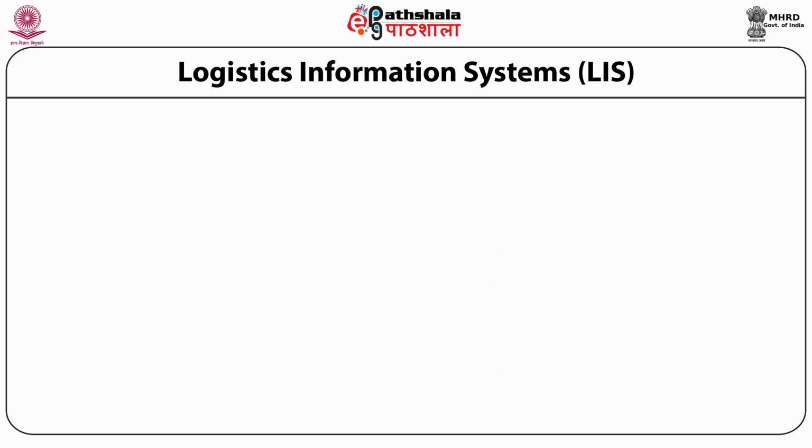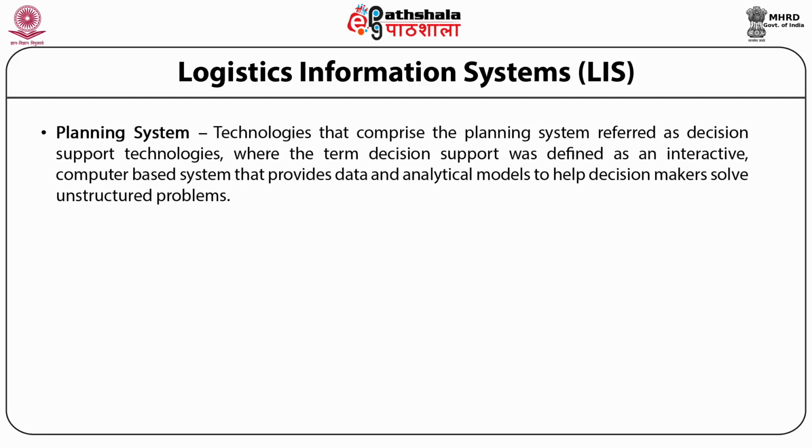The first is the planning system. Technologies that comprise the planning system are referred to as decision support technologies, where the term decision support was defined as an interactive computer-based system that provides data and analytical models to help decision makers solve unstructured problems. Planning technologies relate to needs such as network design, demand planning, sourcing, production planning, and scheduling.